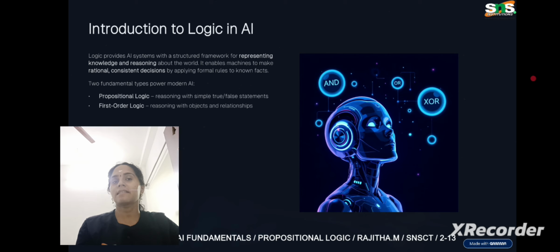The next slide is Introduction to Logic in AI. Logic forms the foundation of reasoning in AI. It provides a structured framework that helps machines think consistently. There are two main types of logic used in AI: propositional logic, which deals with simple true or false statements, and first order logic, which handles objects and relationships between them. By using logic, AI systems can make rational decisions based on facts rather than guesses.